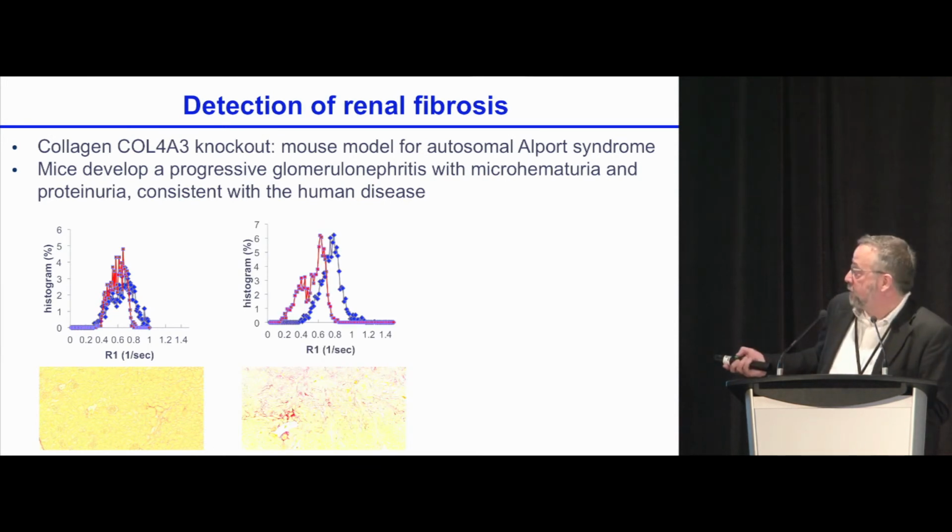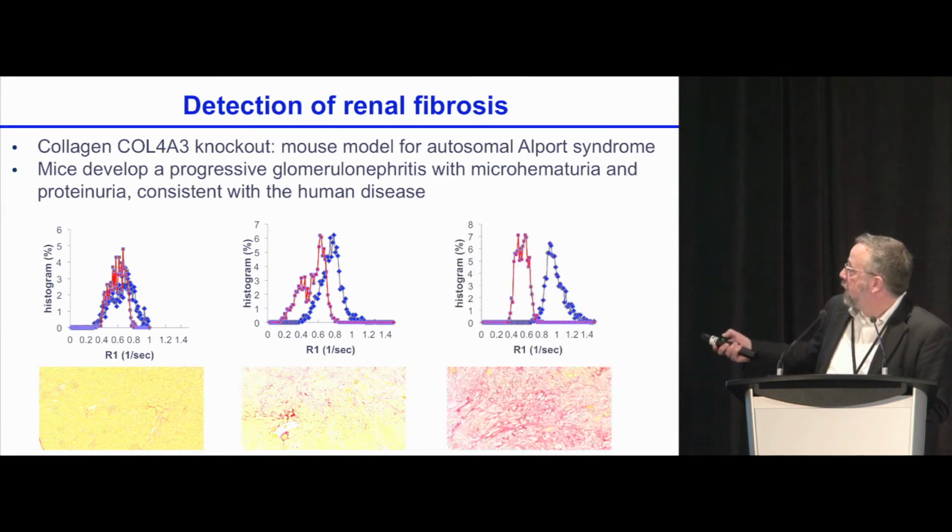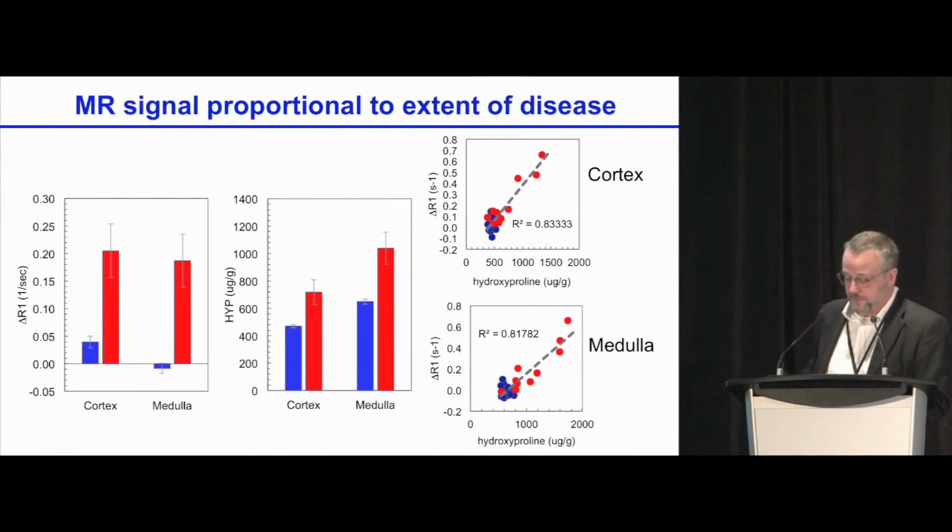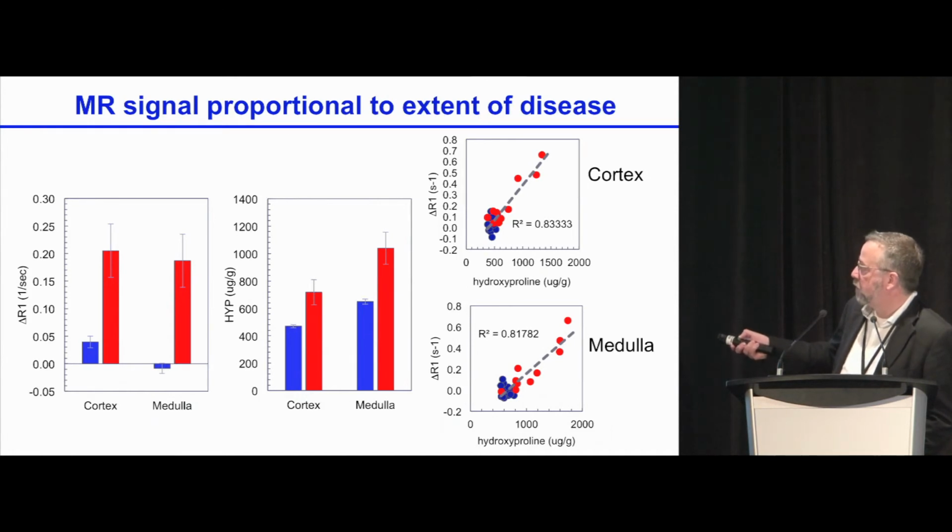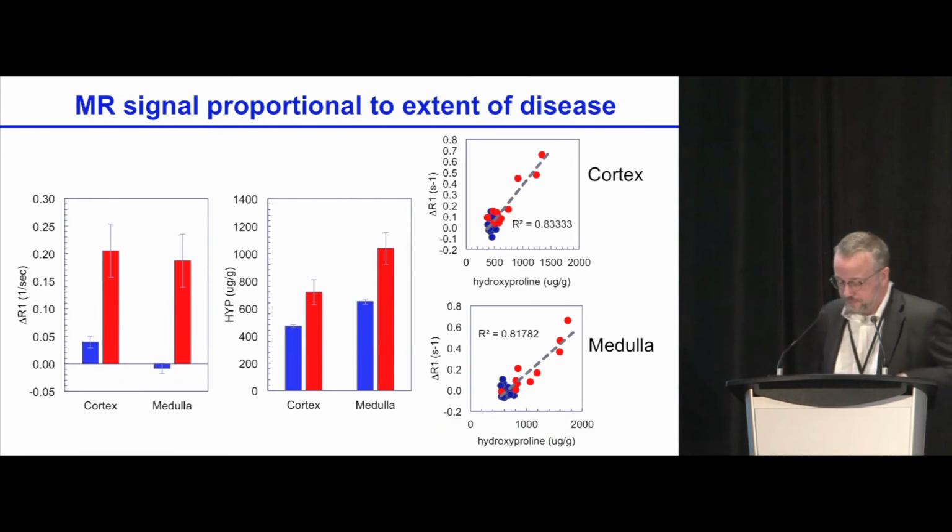If you have now some mild fibrosis, unfortunately these don't project very well, you can see now a shift. And if you have more severe fibrosis, you see a bigger shift. And you can, both in the cortex and the medulla, see big changes between wild-type animals and the knockouts. You see big changes in hydroxyproline levels, which is a marker of collagen in the cortex and the medulla. And we see a very nice correlation between the extent of disease as measured by measuring total collagen in the kidney versus the MR readout.